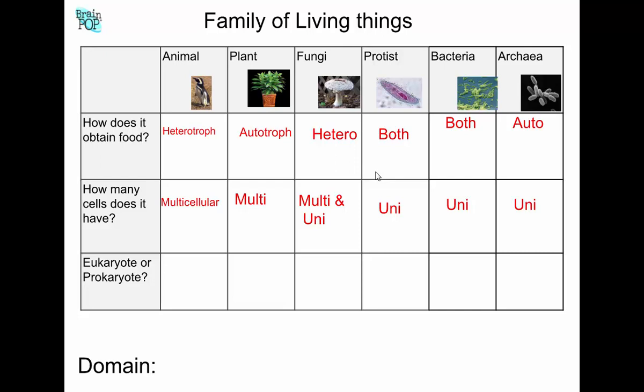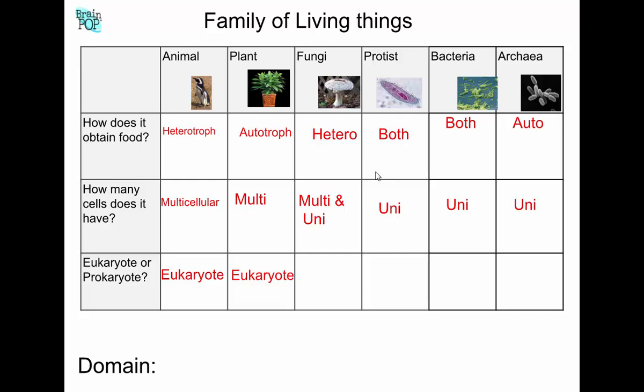Last, eukaryote or prokaryote. Eukaryotes, what does that mean? Eu rhymes with do. Eukaryotes do have a nucleus. Pro rhymes with no. Prokaryotes have no nucleus. All right, so animals. How should we fill in animals here? Eukaryote. How about plants? Also eukaryote. They do have a nucleus.